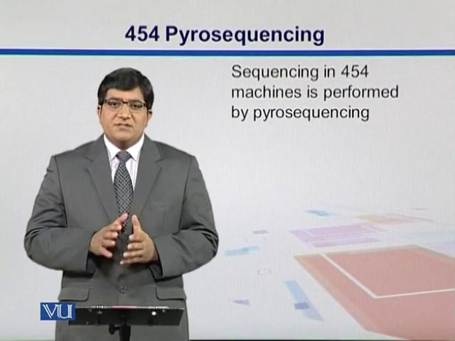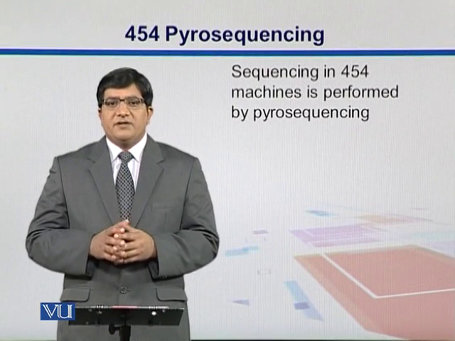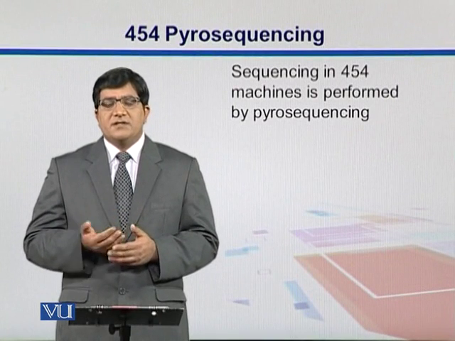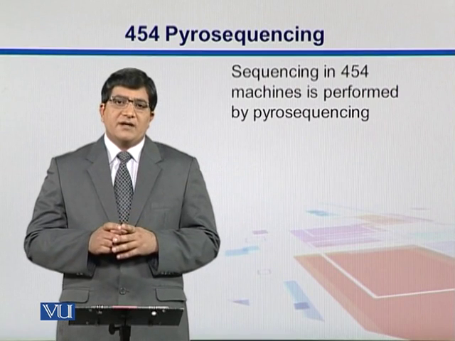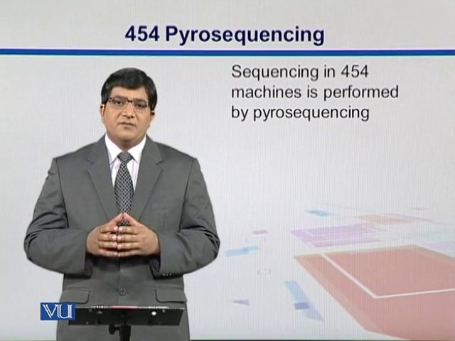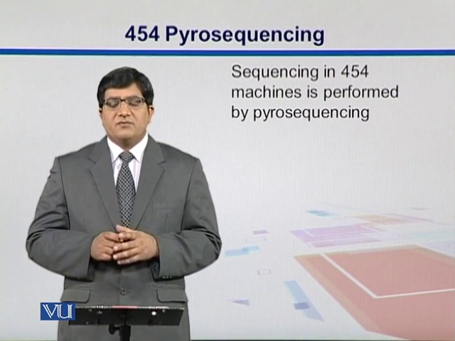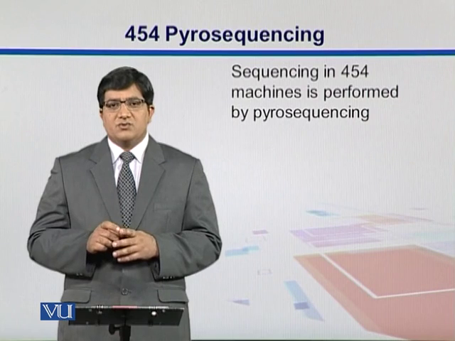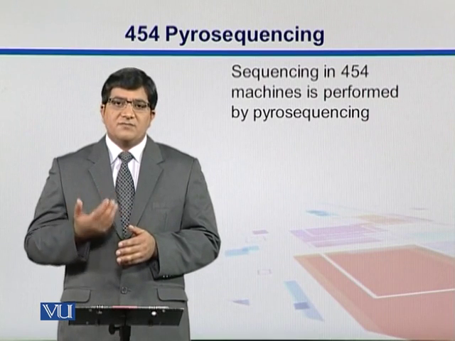Now next we see how 454 performs sequencing. So far what we have seen in the previous sessions is that in the 454, the fragments are amplified in a process called emulsion PCR, and now those beads on which those amplified fragments are present will then be processed for sequencing.